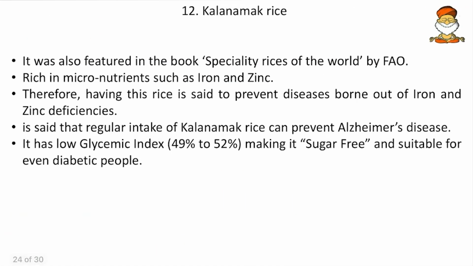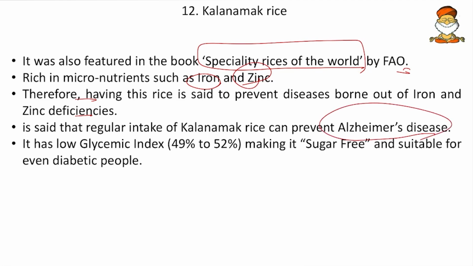Then come to next. It was also featured in the book Specialty Rices of the World by FAO. So remember the book name and the organization. So the Food and Agriculture Organization came up with this book, and this has the Kalanamak rice. Then it is rich in micronutrients such as iron and zinc. So therefore it can cure deficiency diseases caused by the deficiency of iron and zinc. So again, a basic meaning. And it is said that regular intake of Kalanamak rice can prevent Alzheimer's syndrome. So again, it is probabilistic, but still the cases of Alzheimer's are rising day by day. Again, it is worth remembering.